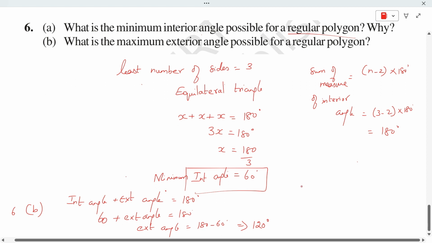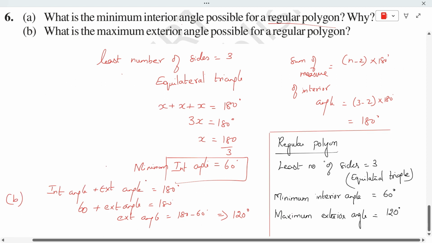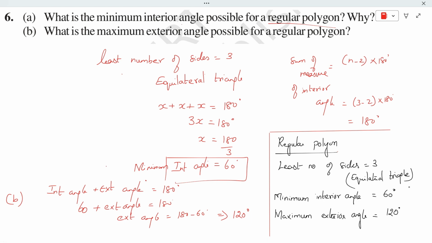So can we conclude here? I can conclude the same here. For a regular polygon, the least number of sides is 3, which is an equilateral triangle. So the minimum interior angle for a regular polygon, which is a triangle, is 60 degrees, and the maximum exterior angle of a regular polygon is 120 degrees.